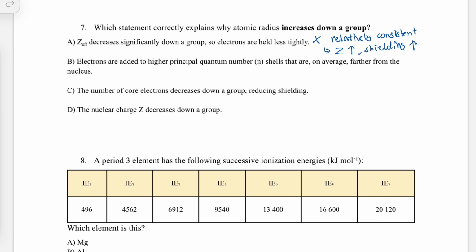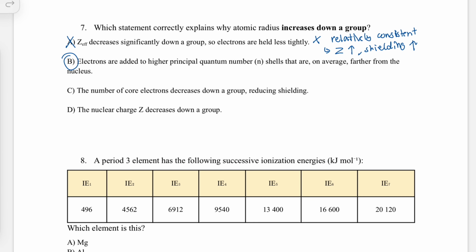So B, electrons are added to higher principal quantum number shells that are on average farther from the nucleus. This is true. Basically, the main reason why atomic radius increases is because they're adding another shell, and that adds to the atomic radius. And then let's look at why C and D are incorrect.